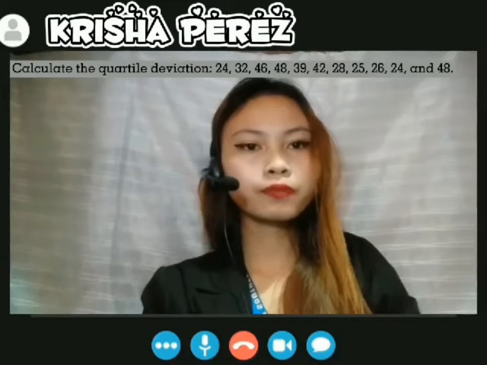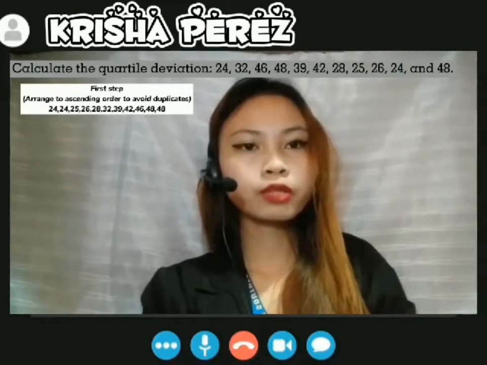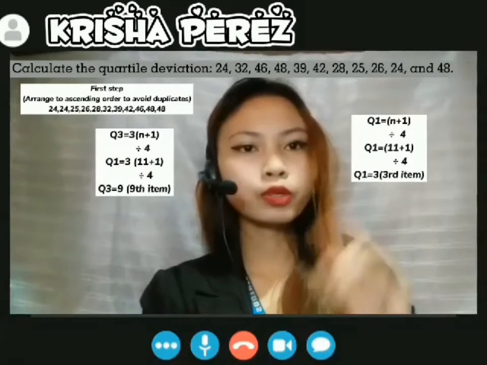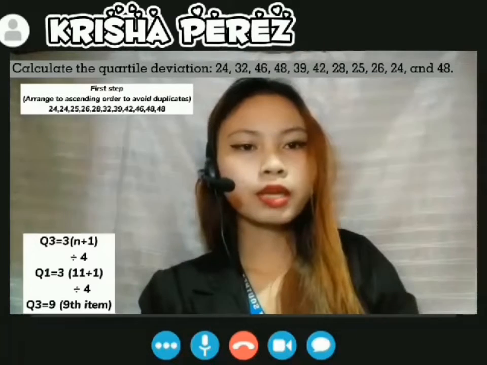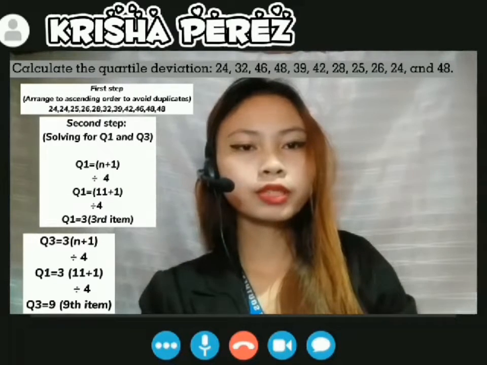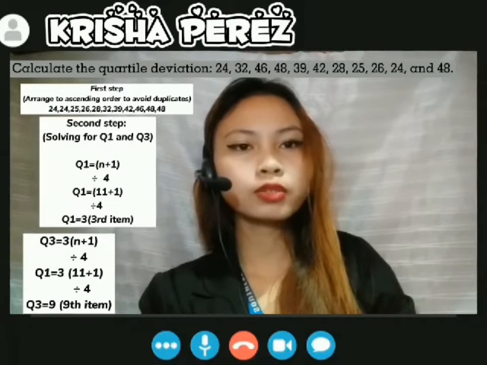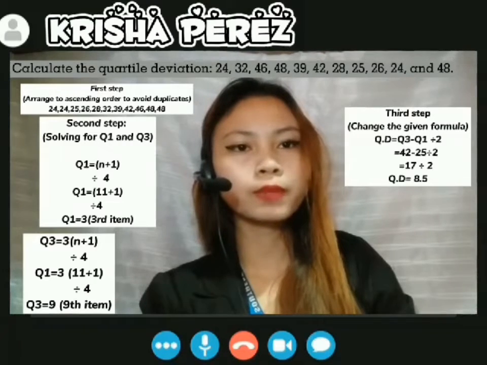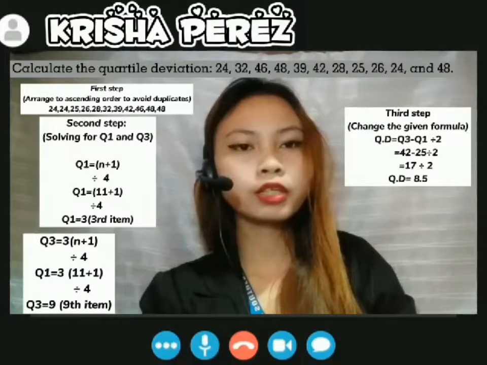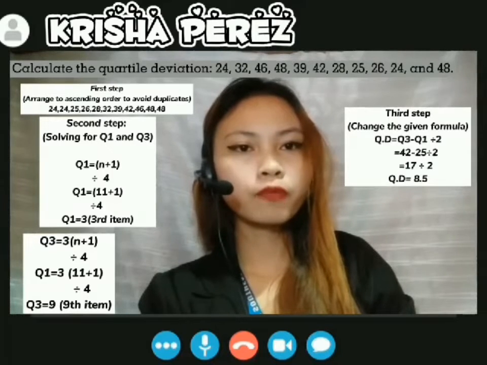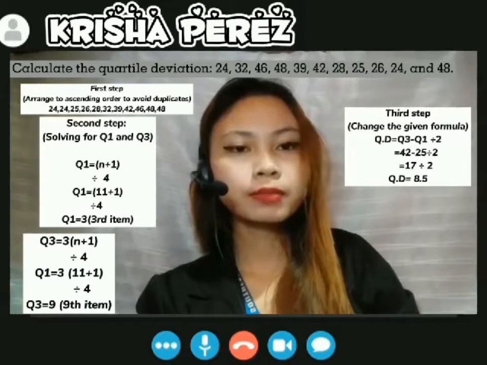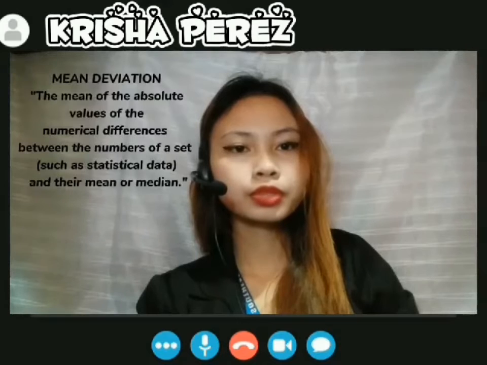We need to arrange all of these in ascending order to find quartile 1 and 3. Next, solving for quartile 1 and 3. Third step, since we already have the first quartile and 3, we just need to use the given formula in the letter. So let's just substitute Q3 and Q1. So that's 42 minus 25. Then copy 2 as denominator. Now we got 17 divided by 2, and now we got 8.5. That means the mystery is solved. Now, on to the next letter.